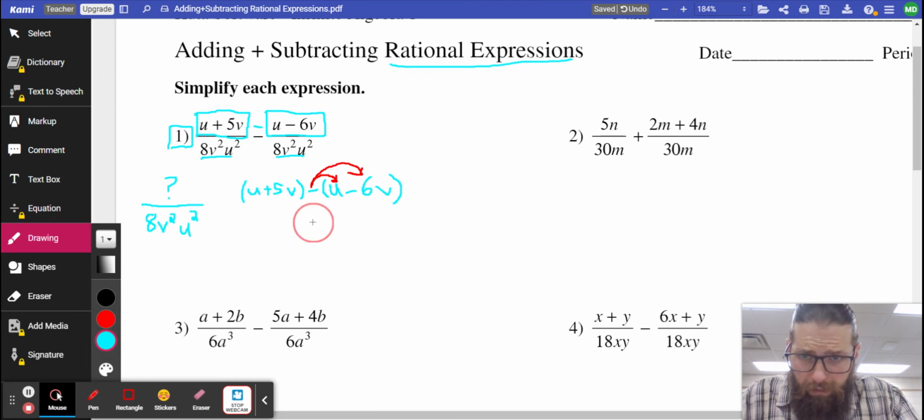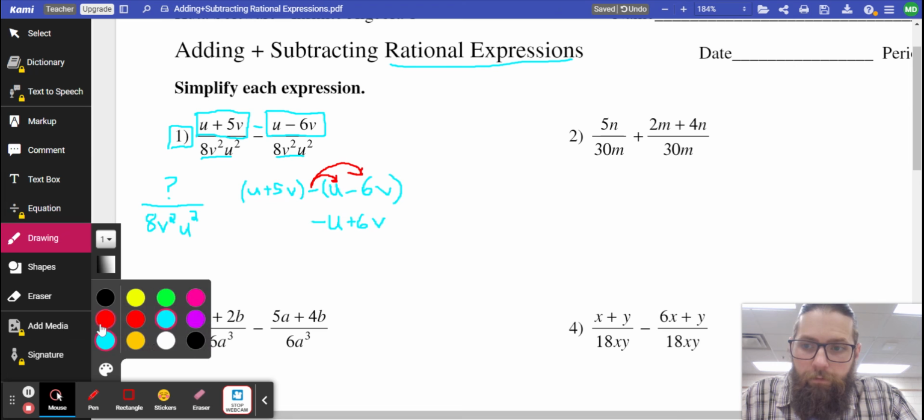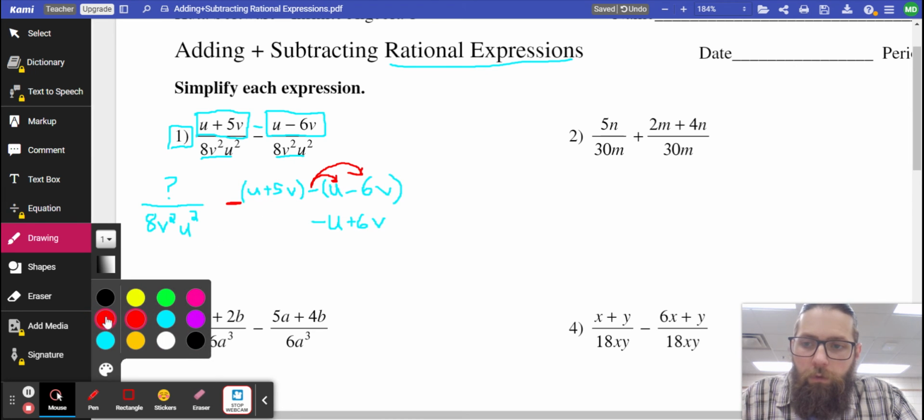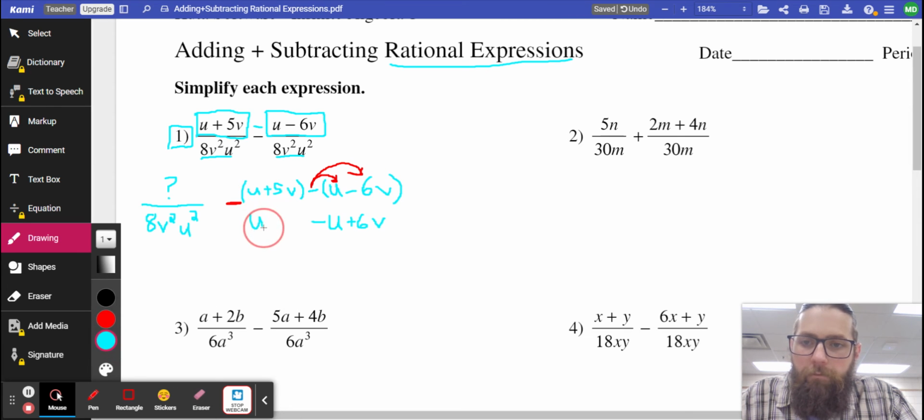So that's going to be a minus u plus, because the minus changes to a plus after the negative gets distributed to it, 6v. This first chunk has nothing in front of it. Do you see how this first parenthesis is kind of blank? When you get that, that means that you can just ignore the parentheses. So I'll just rewrite u plus 5v.